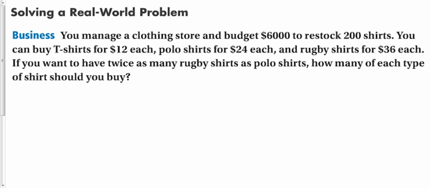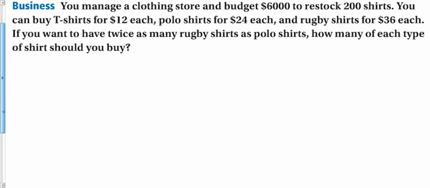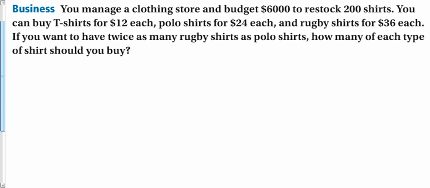Okay. So let's now use a word problem, real world problem. Okay, we can set this up the same way as any other real world problem with a system of 3 variables. So you manage a clothing store and budget $6,000 to restock 200 shirts. You can buy t-shirts for $12, polo shirts for $24, rugby shirts for $36. And let's call that X, Y, and Z. Okay. If you want to have twice as many rugby shirts as polo shirts, how many of each type of shirt should you buy? Okay, so let's set up my system.